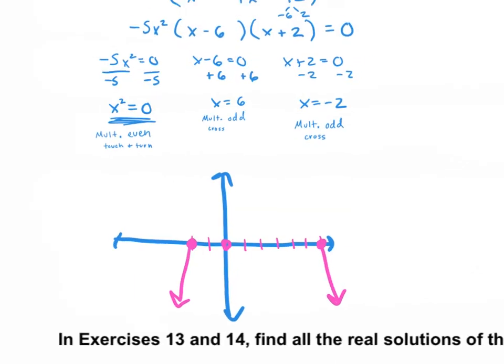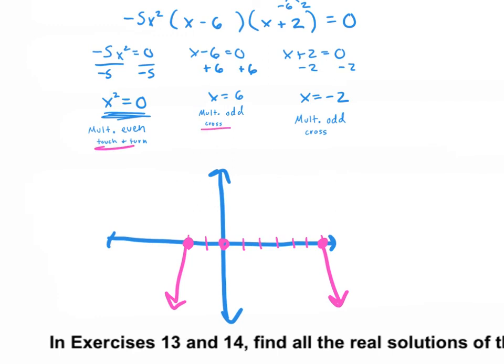And now we just connect the dots with our multiplicity here. So we need to see at what point are we going to touch and turn, and what point can we cross. So at negative 2, are we crossing the x-axis? Yeah, so we cross. At 0, do we touch and turn or cross? Touch and turn. So we touch it and turn. And then at 6, we cross. So we're going to just cross down at 6. So this is what our graph looks like.